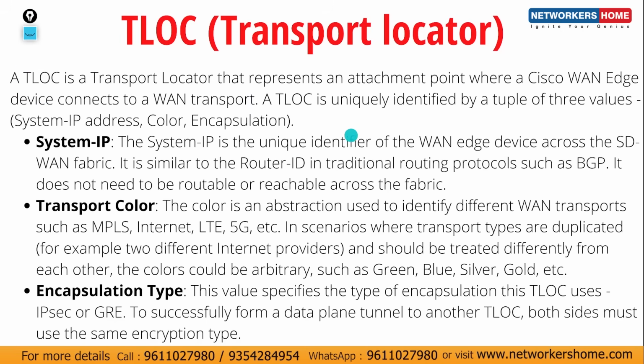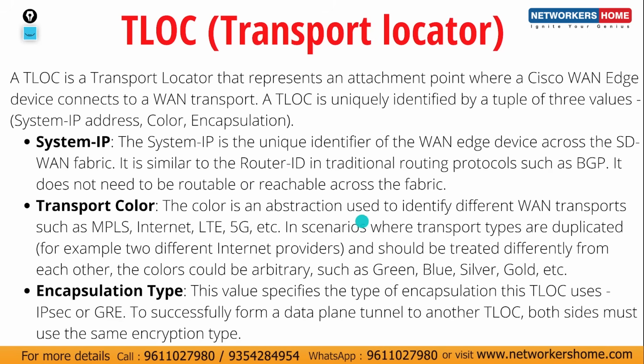So what are the values attached to a TLOC? A TLOC is uniquely identified by a tuple of 3 values: system IP address, color, encapsulation. Right. So system IP, as you are aware, is a very unique router ID kind of information, which is attached to each vEdge in our SD-WAN solution, and that basically represents the unique router ID in the network. It acts like a router ID, you can call it. Even if it is not routable, you can give any IP, that's absolutely fine.